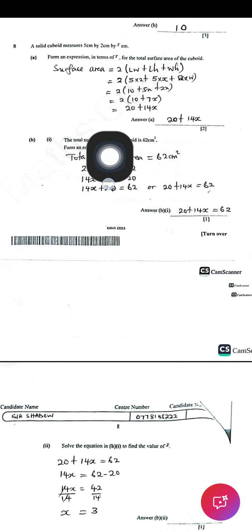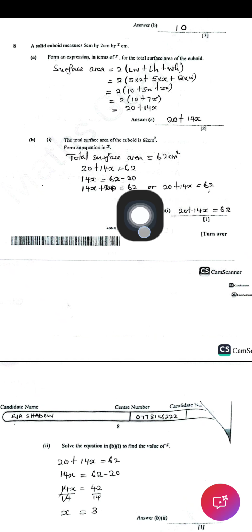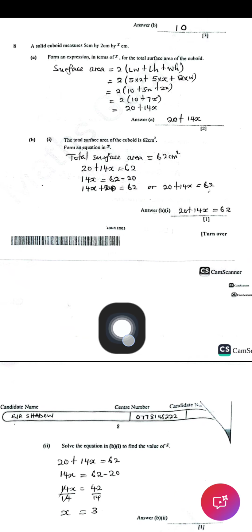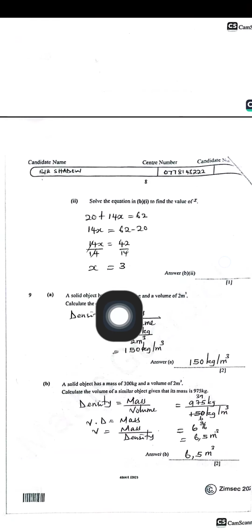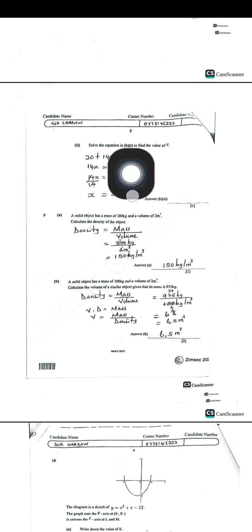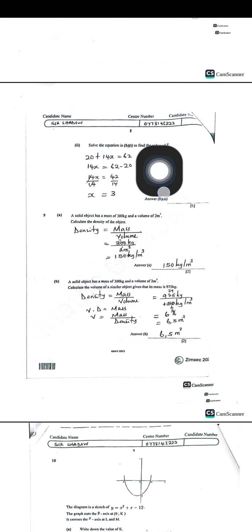No need to solve. Why? Because we're just asked to form an equation. So the solution becomes 20 + 14x = 62. Let's move on to the other item, B item 2. Solve the equation in B item 1 to find the value of x.